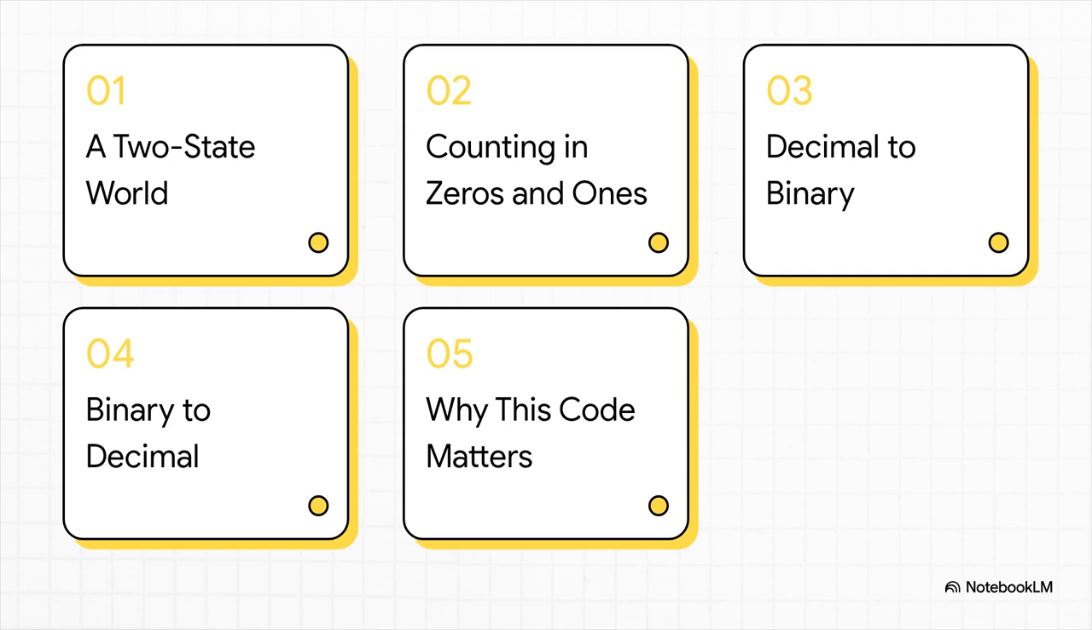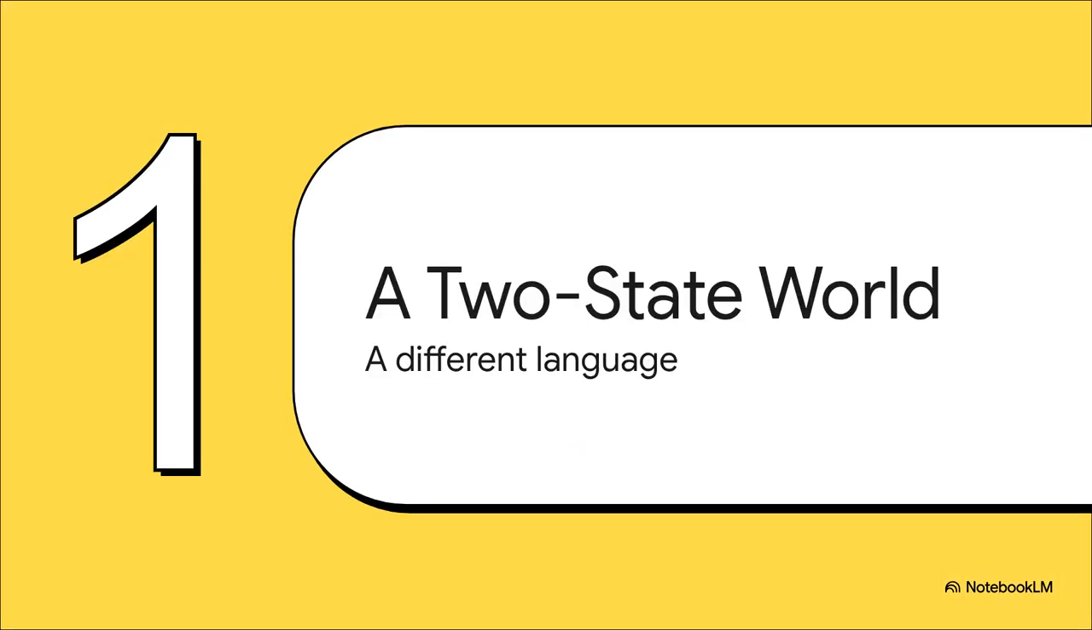So here's our game plan. First, we're going to explore this two-state world and why computers are limited to it. Then, we'll see how they actually count with nothing but zeros and ones. After that, we'll get our hands dirty and learn how to translate our numbers into their language and, just as important, how to translate them back. And finally, we'll connect all the dots and see why this ridiculously simple code is one of the most powerful ideas ever. All right, let's dive into that first part, the two-state world.